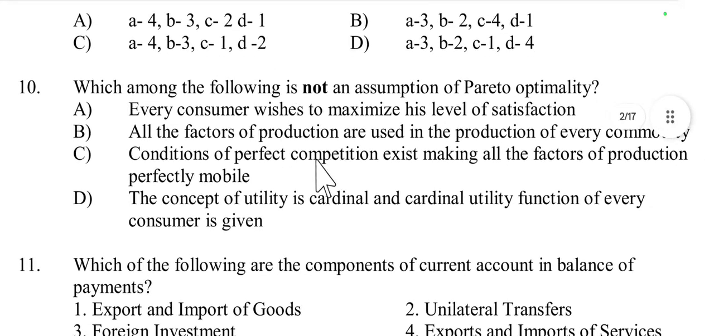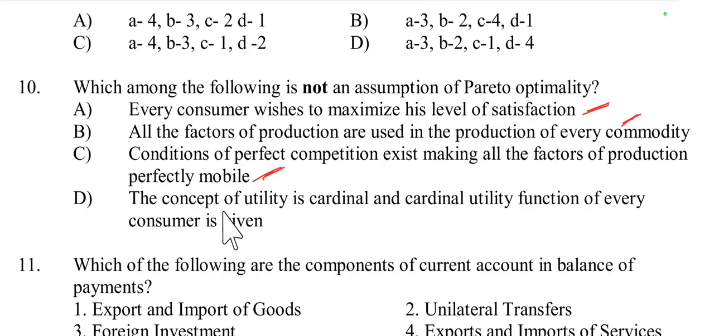Question number 10. Which among the following is not an assumption of Pareto optimality? First, every consumer wishes to maximize his level of satisfaction. This is right. Then all factors of production are used in the production of every commodity. This is also right. Then conditions of perfect competition exist, making all the factors of production perfectly mobile. This is also right according to the Pareto optimality assumption.